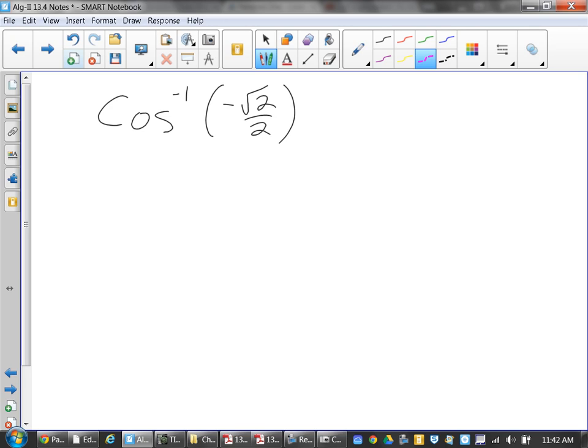Cosine inverse of negative root 2 over 2. We did this. It's negative 45. Careful, cosine is first and second quadrants. Remember, it's a 45-degree angle. Your cosine values are between 0 and pi, so this is where you have to be careful.